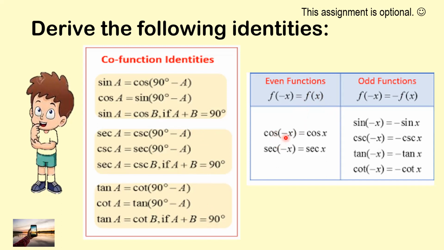Pag even yung function, f of negative x is equal to f of x, that's why cosine of negative x is equal to cosine x. Similarly, yung secant ng negative x is equal to secant x. We can make use of 0 minus x to replace the minus x. Tapos gamitan natin ng cosine expansion. Anyway, cosine 0 is special, ganun din si sine 0. Okay? So we can actually prove this using cosine expansion where negative x will be expressed as 0 minus x.